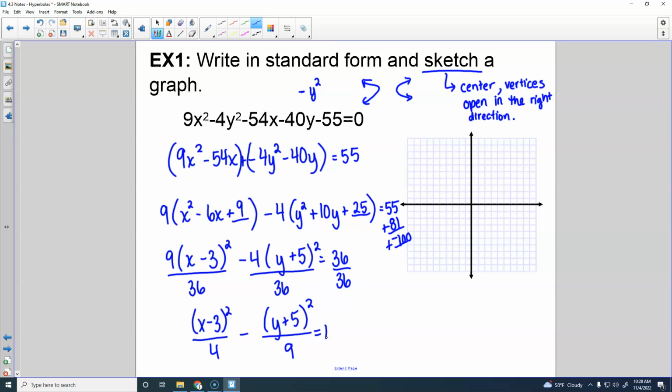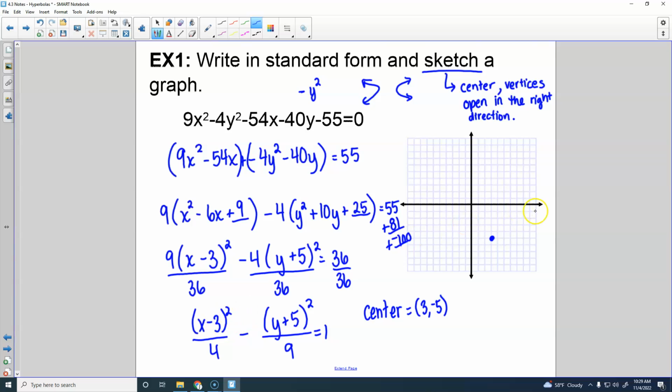Okay? So, let's see. Avery, where is our center? Okay, so we got 3, negative 5. There's our center. It's not actually on our graph for hyperbola, but I'm going to put a dot there to remember. And then this, my x is positive. So that means this is going to open to the left and the right. We decided that before we began.